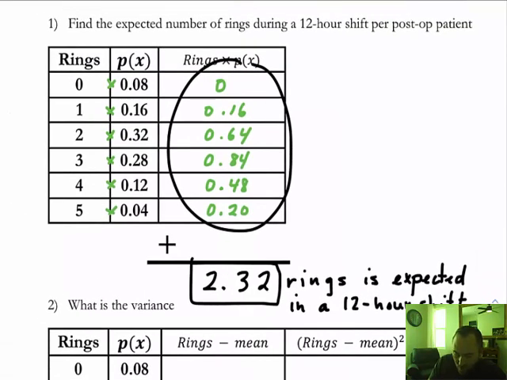So that's the mean. Again, don't round that value. We wouldn't expect to round it because we want to try to avoid rounding at all costs until we get to our very last answer, and we'll address that in a little bit.